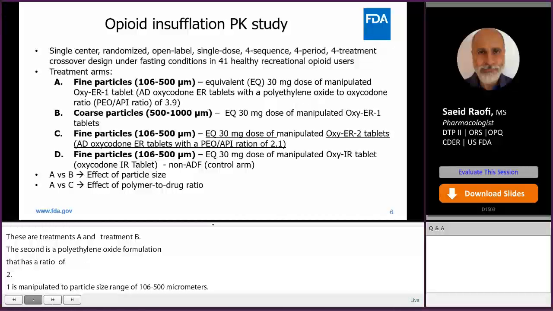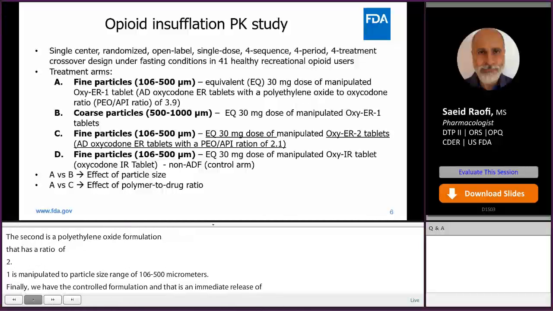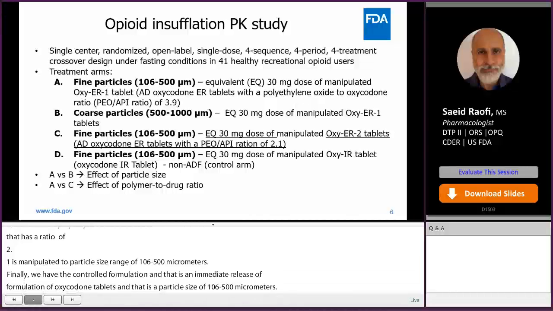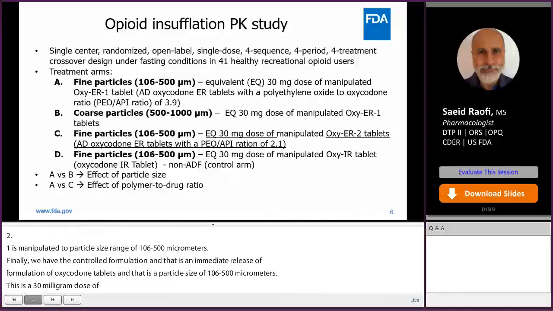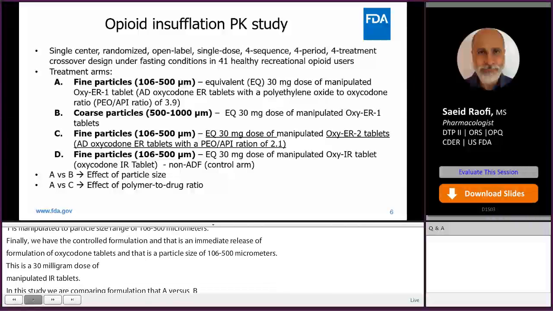The study is a single center, randomized, open label, single dose, 4 sequence, 4 period, 4 treatment crossover design under fasting condition in 41 healthy recreational opioid users. In this study, we're comparing formulation A versus B to evaluate the effect of particle size on bioavailability, and formulation A versus C to evaluate the effect of difference in polymer to active ingredient ratio on bioavailability.